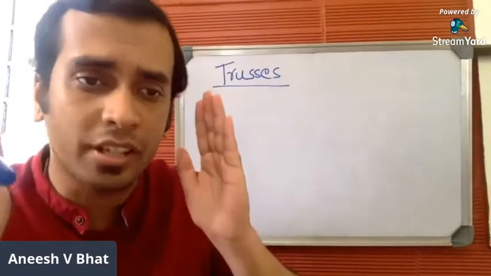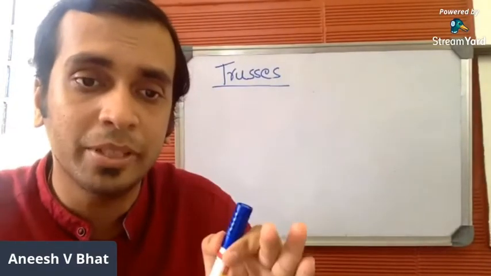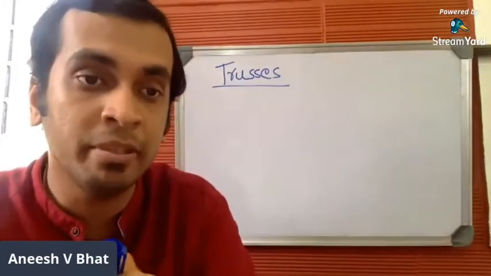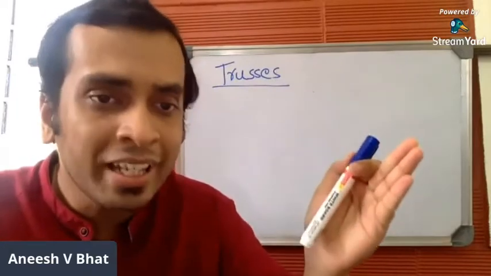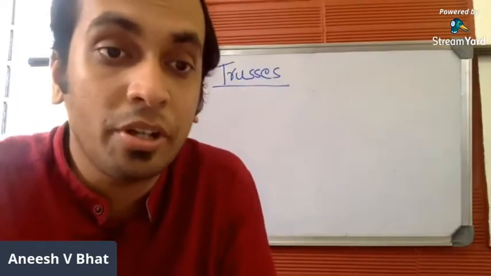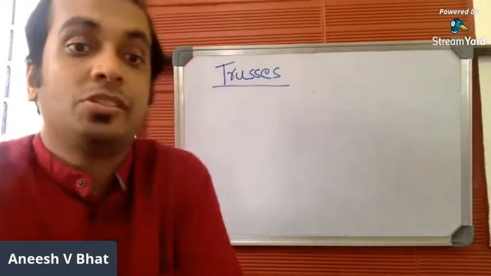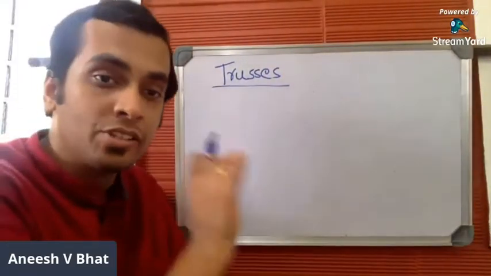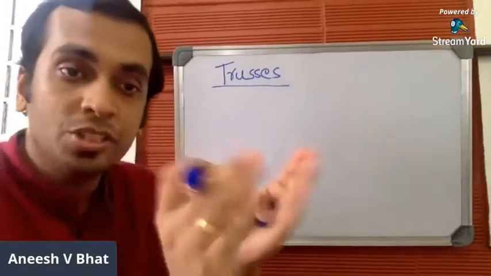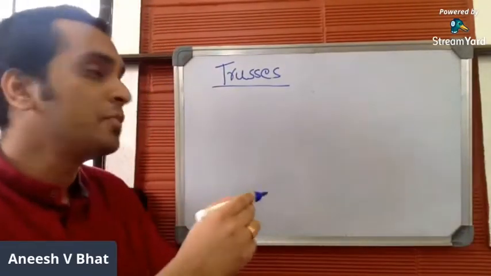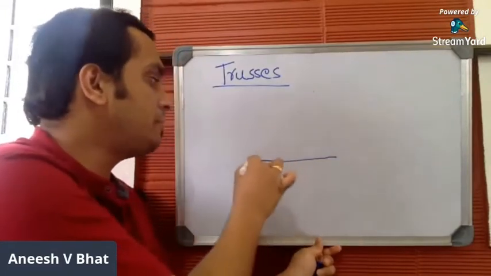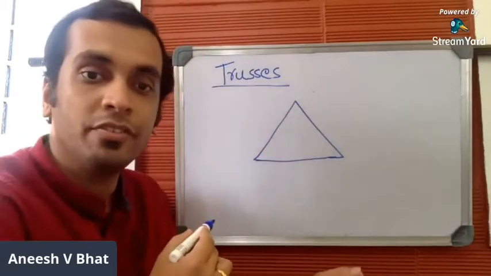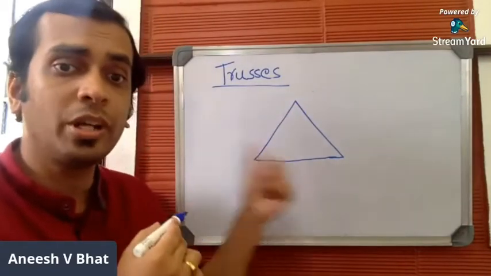A truss is a structural member, or a frame, which is constructed by joining a number of straight members. Let us try to understand this in depth. A truss is a frame or a structural component which is constructed by joining a number of straight members in this way. If you have a number of straight members, you join them properly to form a frame.